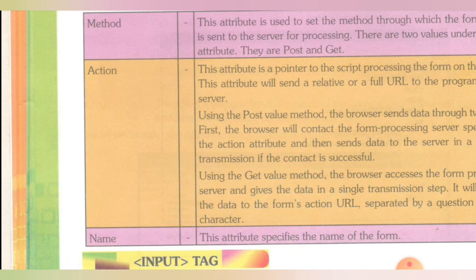Then the action attribute is used to specify the script for processing the form; it will send a relative or a full URL to the program on the server. That is what kind of action it can do, either post the message or get the value. And then the name attribute is used to specify the name of the form.